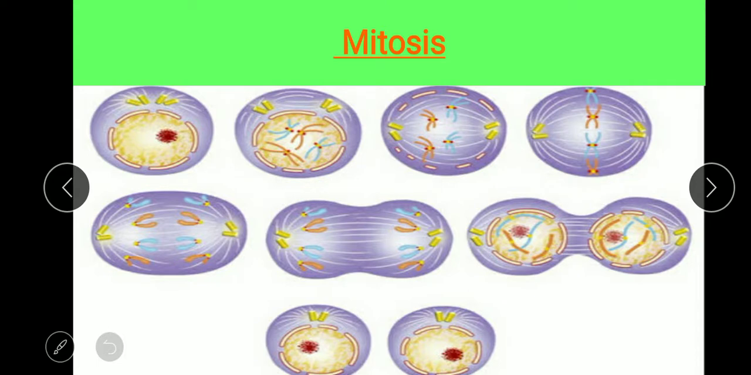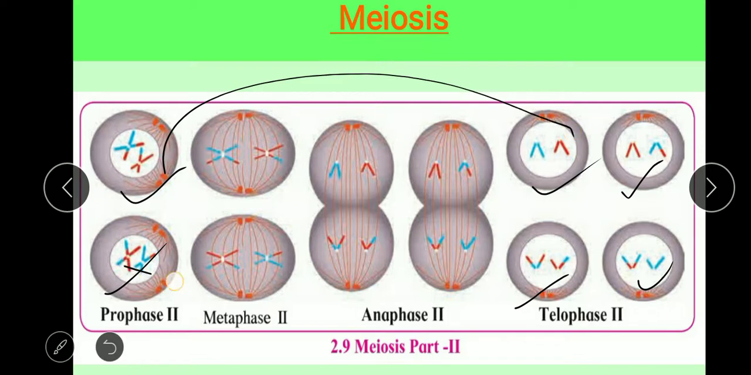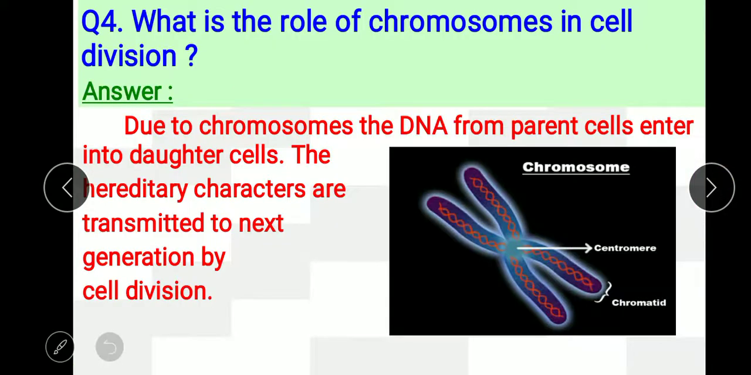See here, students, you can see the image of mitosis. You have already done this in the chapter Life Processes 1. From one cell we are getting two cells in mitosis, whereas in meiosis from one cell we are getting four cells. In meiosis 1, first we get two cells from one cell, and then from those two cells we get four cells. At the end of meiosis we are getting four cells. So this is about mitosis and meiosis.